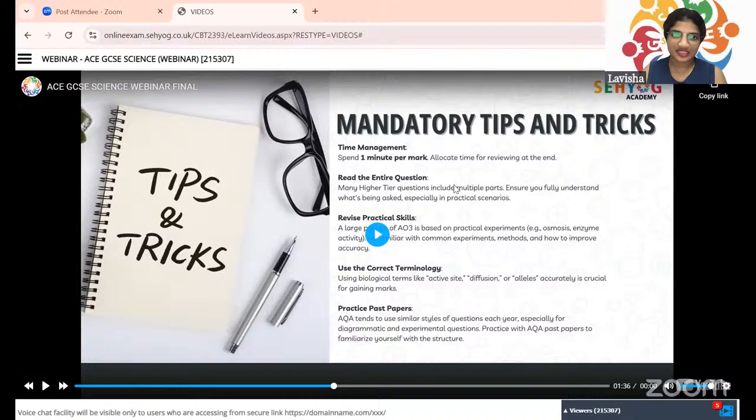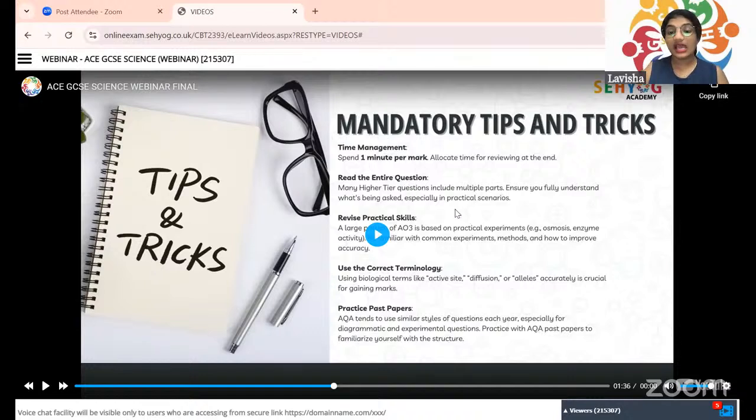Now, time management is not just restricted to the exam, but applies to life as well. So you have to be very precise about how you are investing your time in each question. We are expecting 1 minute per mark, right? For each mark, if the question is for 4 marks, we are expecting you to give 4 minutes to that question. If the question is for 10 marks, we are expecting that you will give 10 or 9 minutes for that particular question.